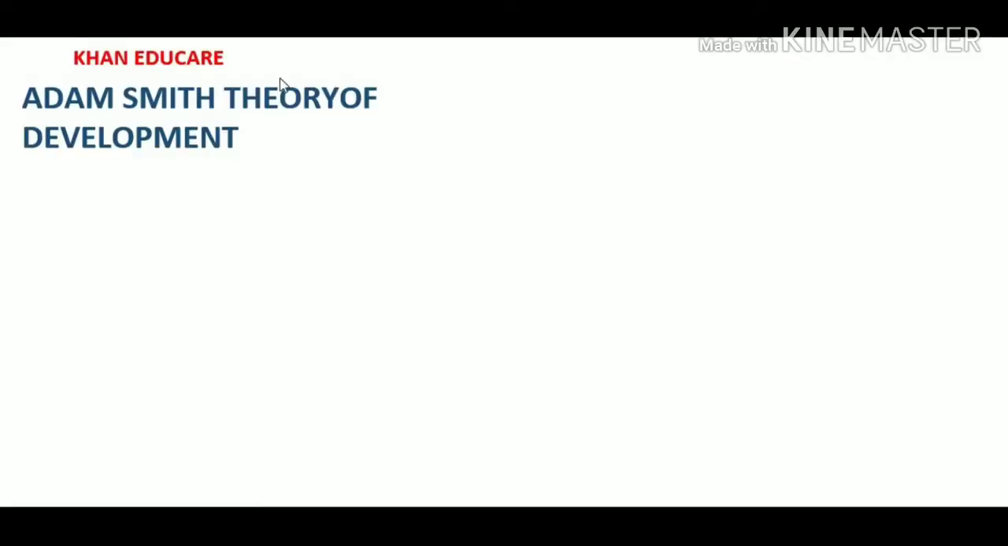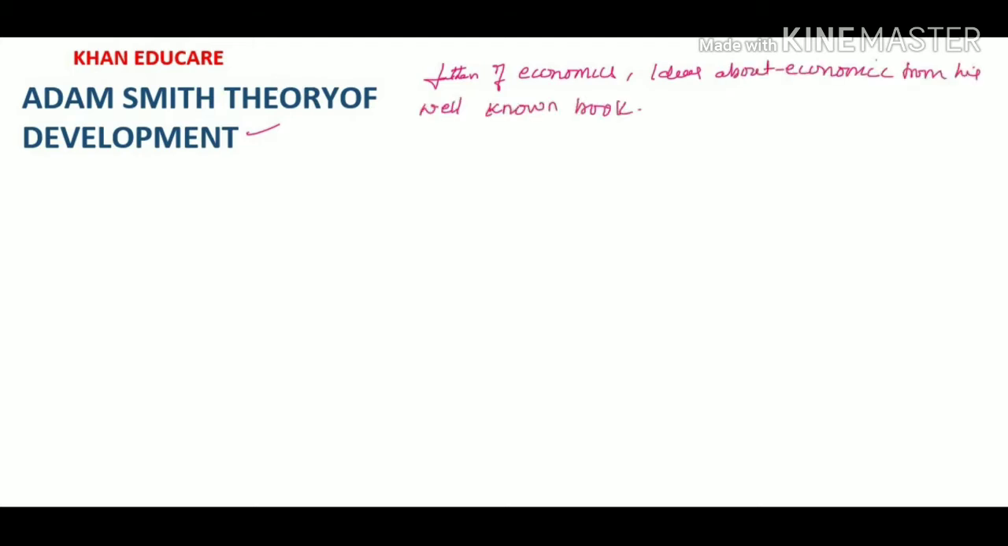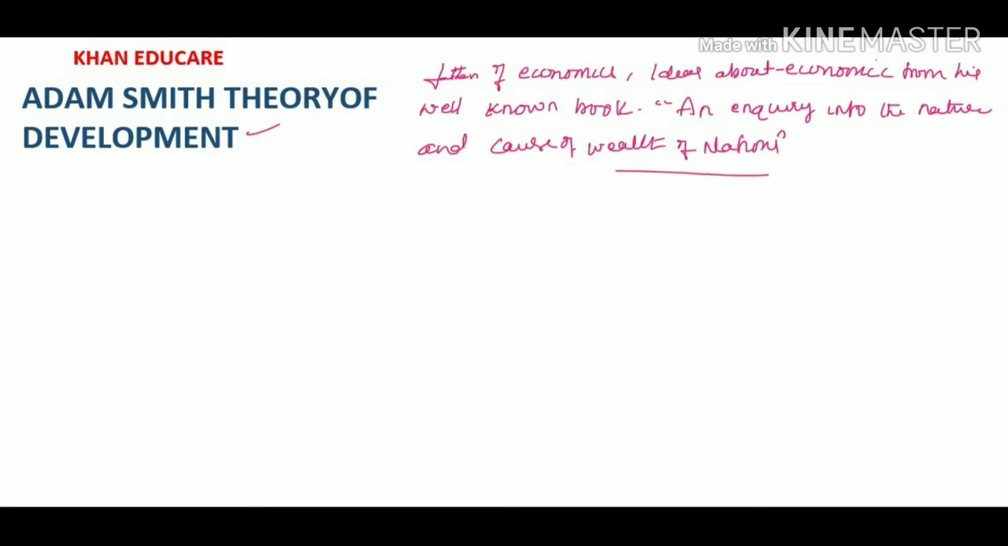Today we are going to discuss Adam Smith's theory of economic development. Adam Smith is known as the father of economics. We get ideas about economic development from his well-known book, An Inquiry into the Nature and Causes of the Wealth of Nations, popularly known as The Wealth of Nations, which was published in 1776. This book has tremendously influenced thinking on economic growth and development.